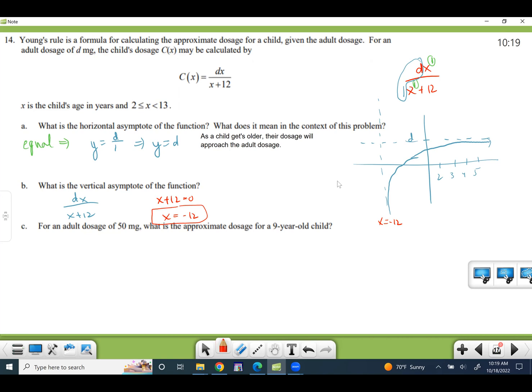And that's not even part of the picture, right? I mean, this is only good for 2 to 13. So none of this makes sense because this is negative age. Like, hey, you got a negative 12-year-old, right? So this doesn't even make sense, okay?